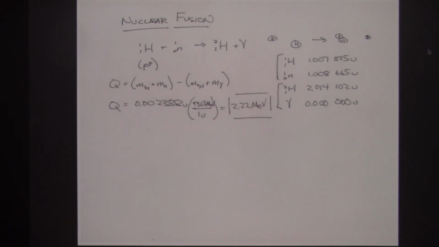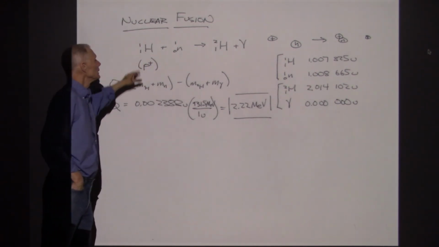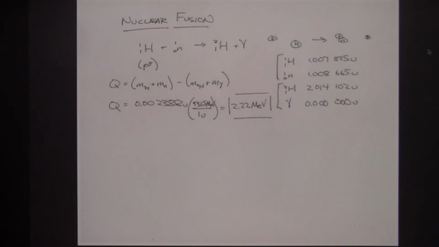Now I'm not sure if this is a high probability reaction. I'm guessing that just having the neutrons and protons together doesn't guarantee that they will undergo this reaction, but we do have 2.2 MeV, and that's a sizable amount of energy released in the formation of deuterium.